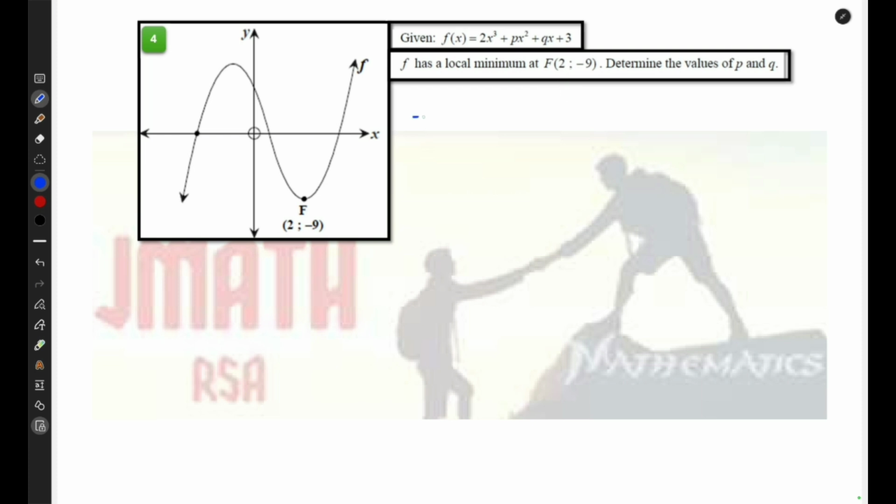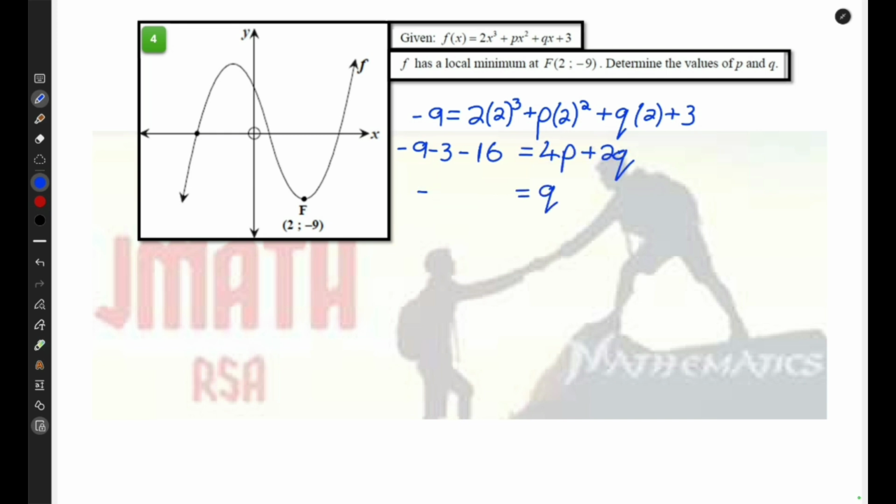So I'm going to start with minus 9 is equal to 2 cubed plus p times 2 squared plus q times 2 and then plus 3. So I now need to get p or q alone. I normally go for the one that's furthest to the right because most of the time I'm going to be able to get that alone without making everything fractions. But let's see if it's the case in this sum. So if I take everything over and get q alone, my equation 1 would say q is equal to minus 14 minus 2p.